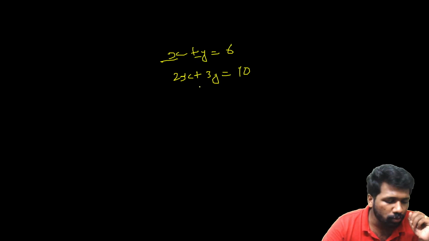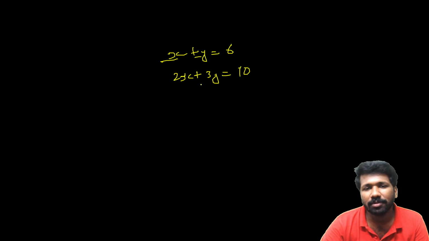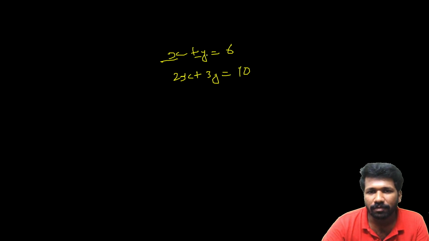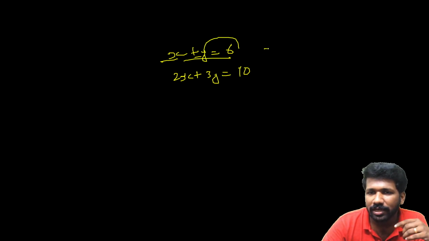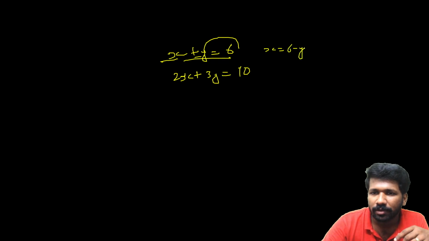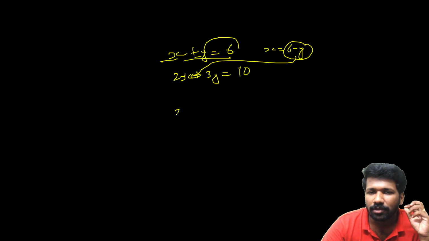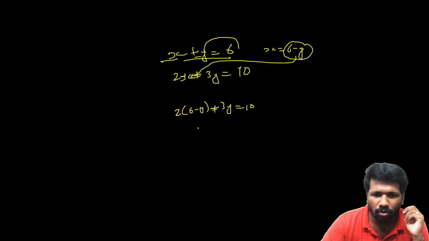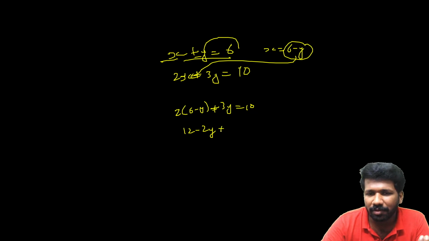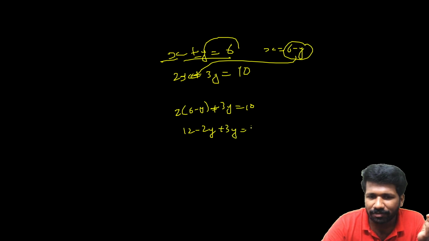Another way is the substitution method. First one is called the elimination method. Second is called the substitution method. What is the substitution method? x plus y is 6 means you can take y to the other side, or you can take x to the other side and say x is equal to 6 minus y. That 6 minus y you can substitute here. Then there will be only one variable. 2 times (6 minus y) plus 3y equal to 10, and that you can simplify. Here it is a little complicated fraction because I have randomly taken an equation, but in most cases the fraction will be easier also.